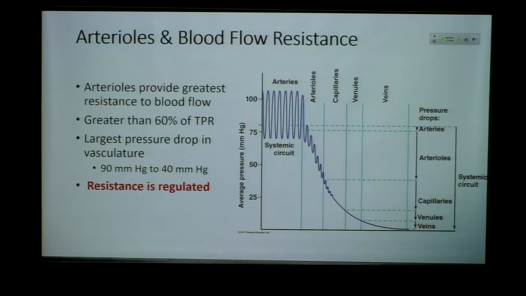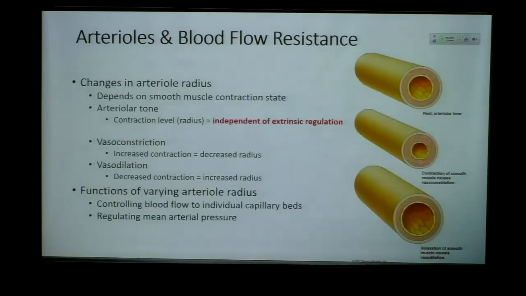We see 60% of the total peripheral resistance. We see the largest drop off. So pressure in the arteries is about 90 millimeters of mercury, and by the time it gets down into the arterioles, it's significantly lower at about 40 millimeters of mercury. And so what we see here is a lot of resistance, and we'll talk about how that can be used to maintain flow through this part of the vasculature.